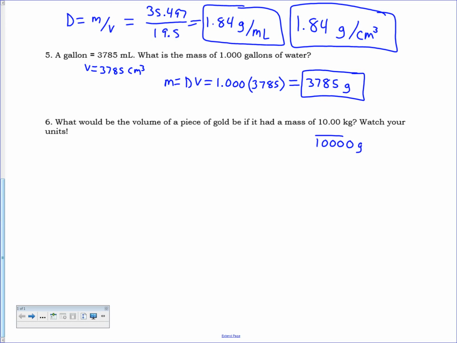All right, so it asks for us to calculate the volume. Volume equals mass over density, which equals 10,000 grams, and we've got that bar there over the first 4 digits, divided by density of gold, which is 19.3. We calculate this, 4 sig figs over 3 sig figs, our answer is 3 sig figs. So we've got 51.8 centimeters cubed on this one.